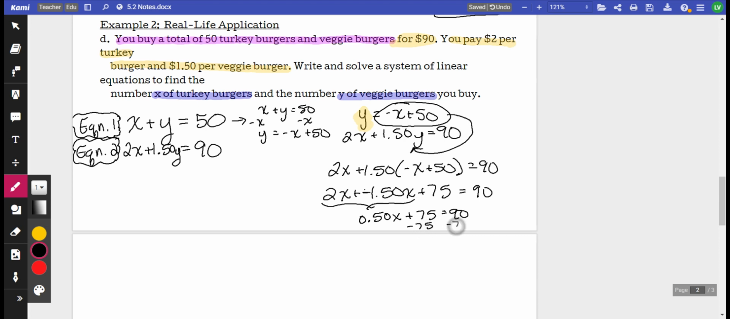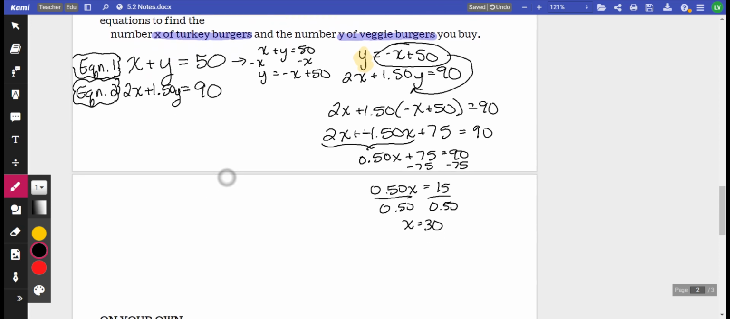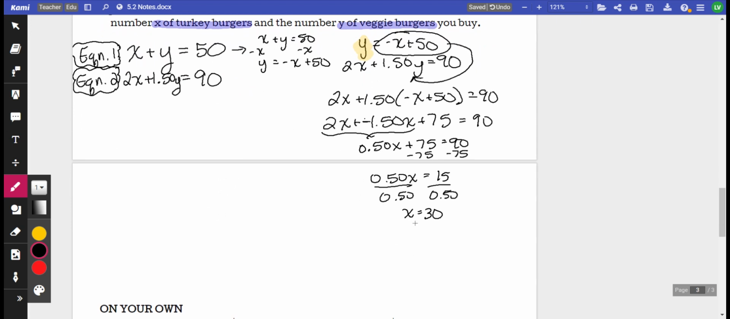I'm going to subtract 75 from both sides. 50 hundredths x equals 15. Then I'm going to divide both sides by 50 hundredths, which gives me 30. Okay, so I can plug it back into either equation.